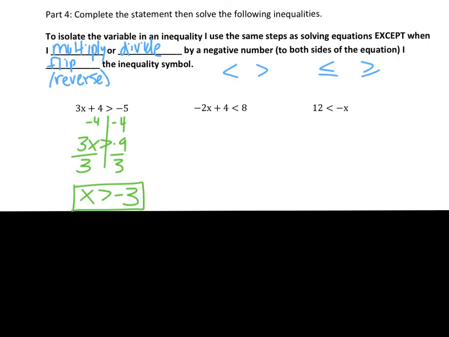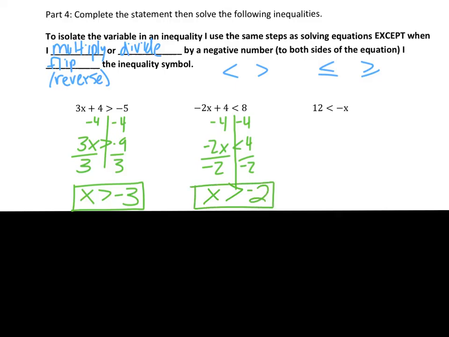In the next example, I have negative 2x plus 4 is less than 8. Right away I can see that I have a negative coefficient of x, and so at some point I'll have to divide by a negative. First, I'm going to subtract 4 from both sides, so I have negative 2x is less than 4. And now in order to isolate my x, I divide by negative 2. Right away, I see that since I divided by a negative on both sides, I have to flip that symbol so it becomes a greater than. So I have x is greater than negative 2.